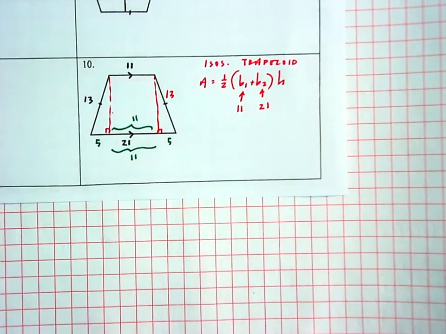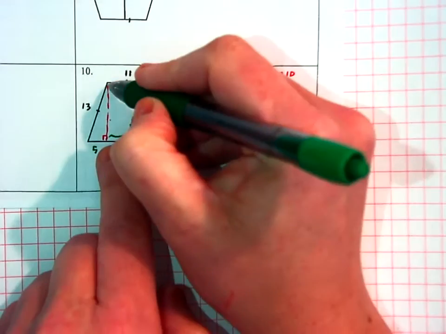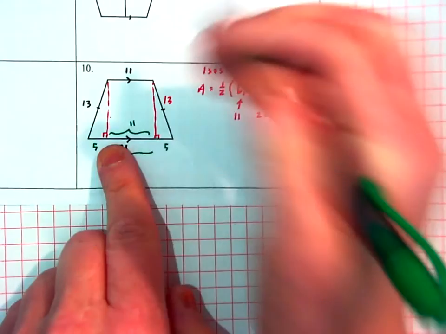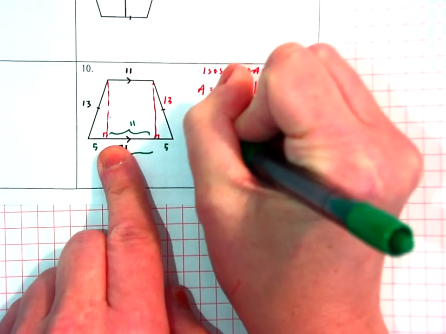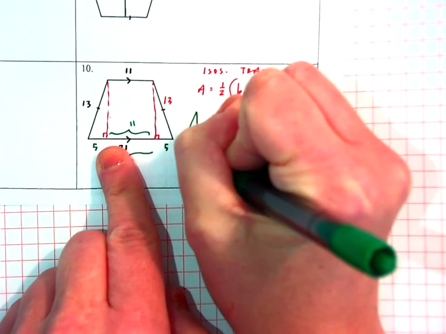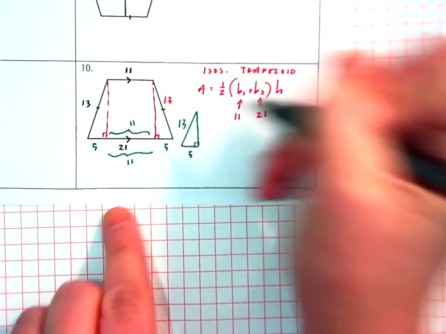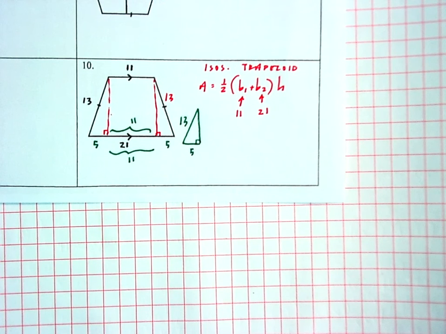Now I'm just thinking, how do I get to my height right here? I can picture that right triangle. I'll draw one of them. This is 5 and this is 13. If you remember your common triples, 5, 12, 13 is a common Pythagorean triple. If you didn't see that, no problem. You could use the Pythagorean theorem.